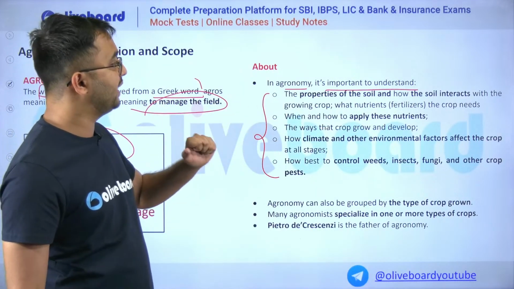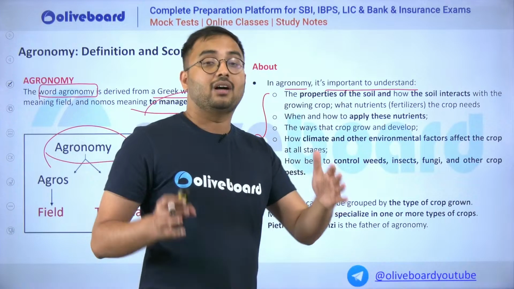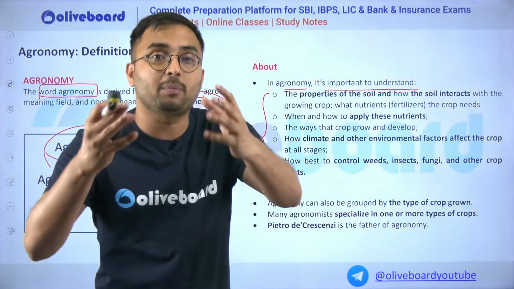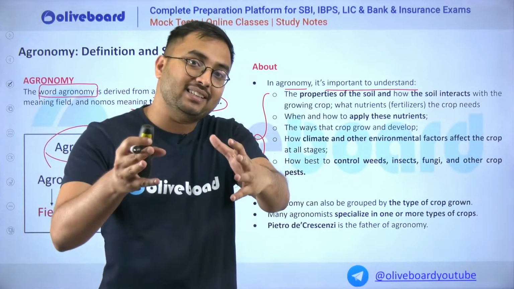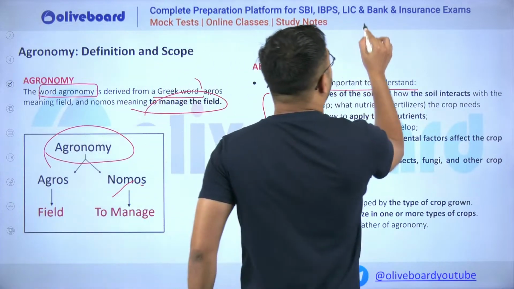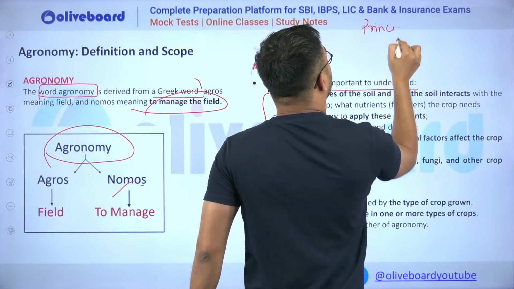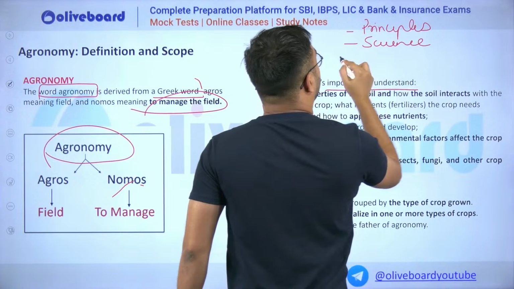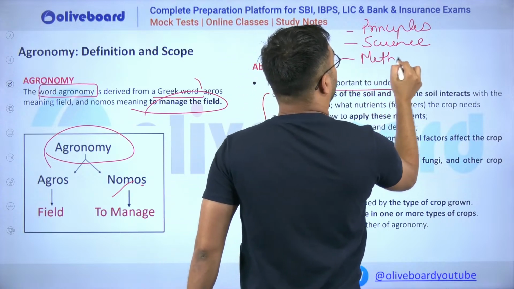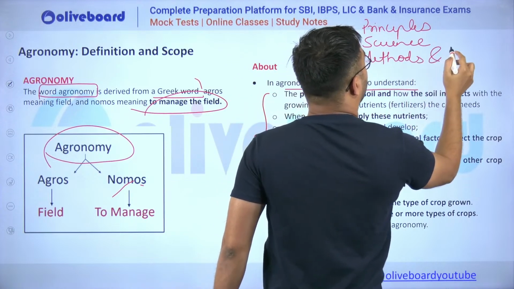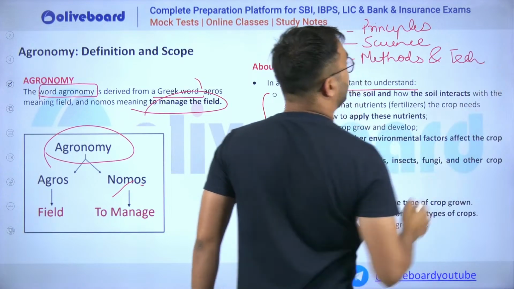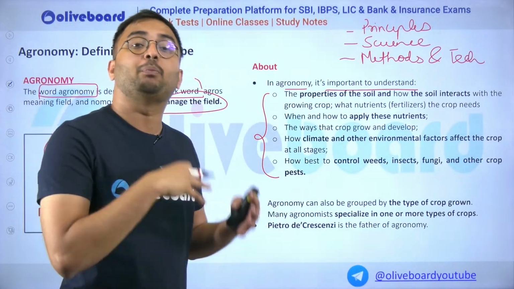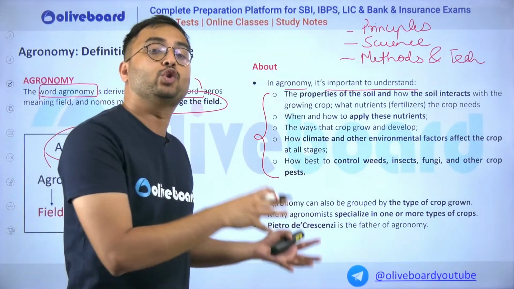Let's try to see. First thing is that agronomy is a scientific way or scientific approach to follow agricultural practices. These agricultural practices are based on the principles, science, methods and techniques which are successful while driving out the overall productivity and overall produce of the crops.